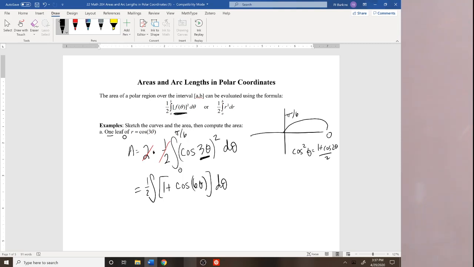If we use 1 minus sine squared, that's kind of the same problem as using cosine squared. We still have a squared trig function.